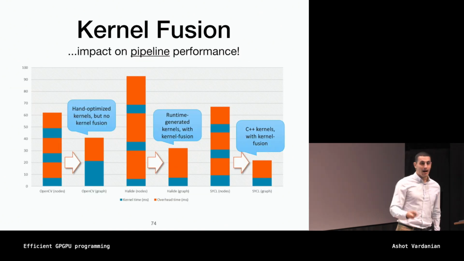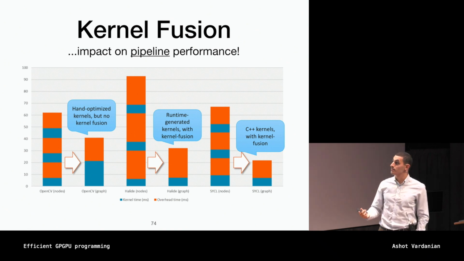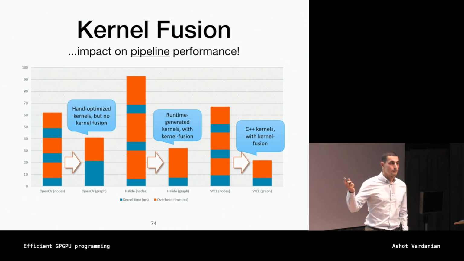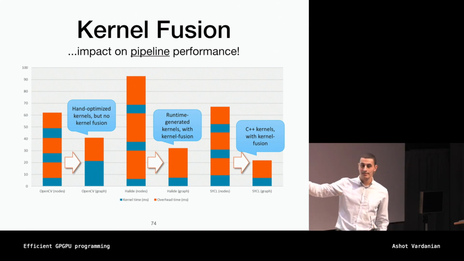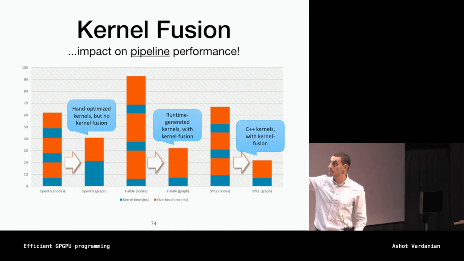What do we get? I've told you about Halide. I've told you about SYCL. This is the kernel fusion benchmark results for those two systems. On the left side, we have OpenCV, a system that we didn't talk about today. In the middle, those are the numbers for Halide. And on the right side, it's SYCL.